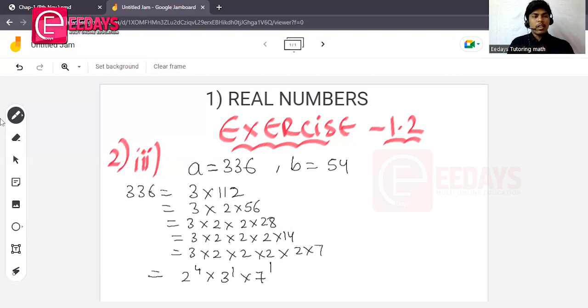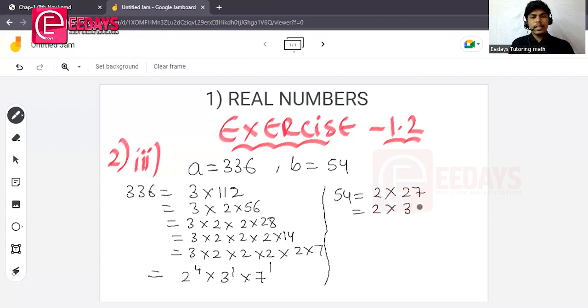Now let's write the factors for 54. We can write 54 as 2 into 27.